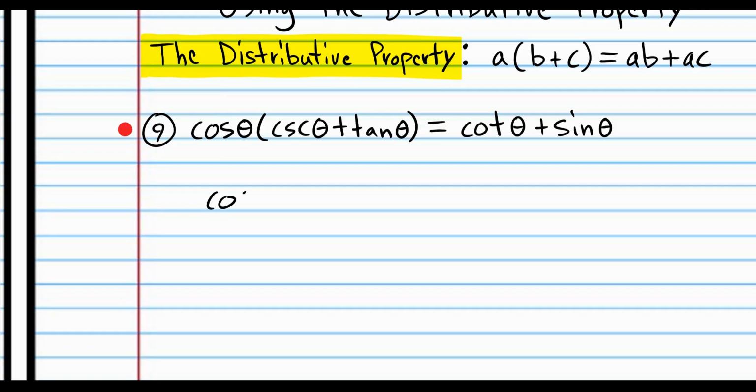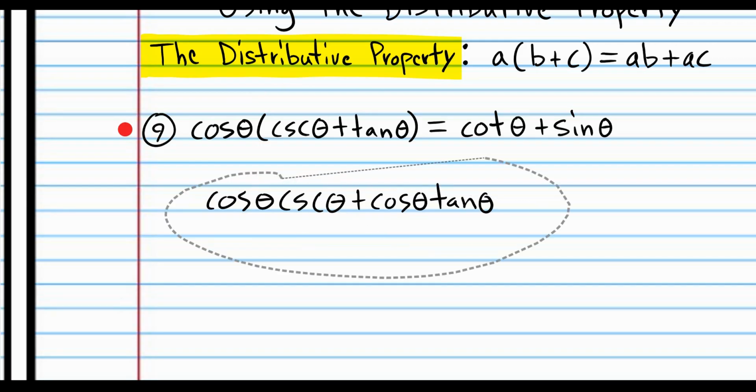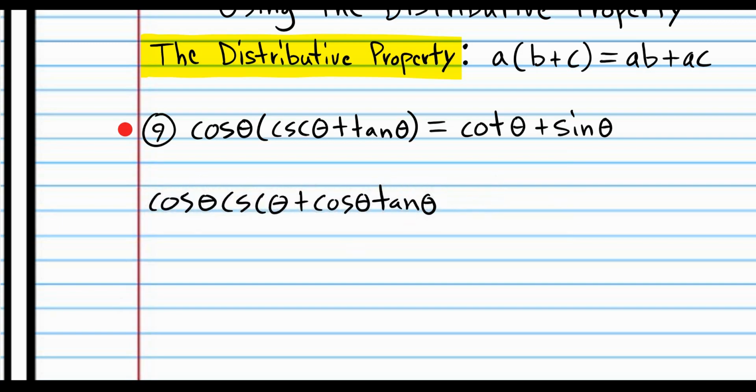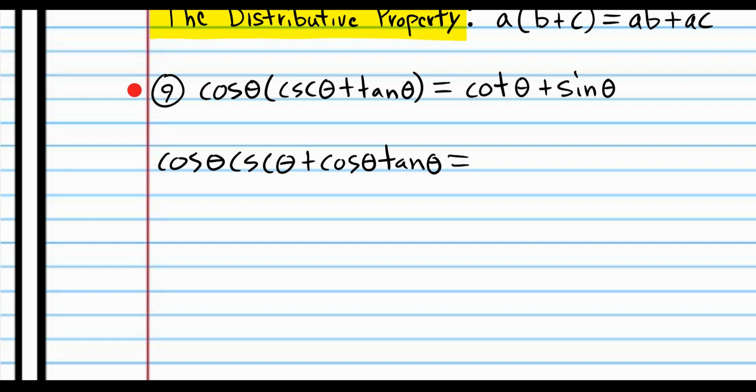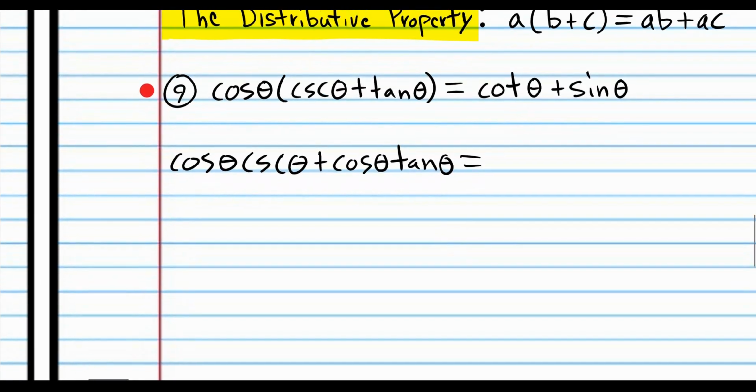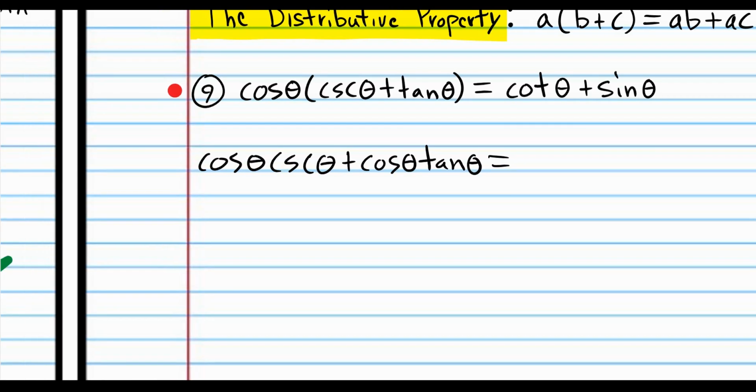So what this means is we have cosine theta times cosecant theta. So we multiplied cosine theta times cosecant theta. Then we're going to multiply cosine theta times tangent theta. And if you can, try to write the equal sign straight down. You don't really have to, because sometimes, as you can see, it's not easy to do that, but you want to try to keep the equal sign straight under the equal sign in the previous step. It's not that important, but it's preferred that way.